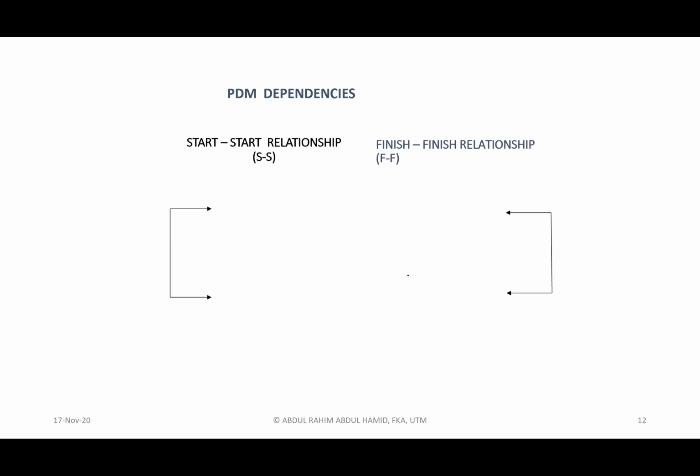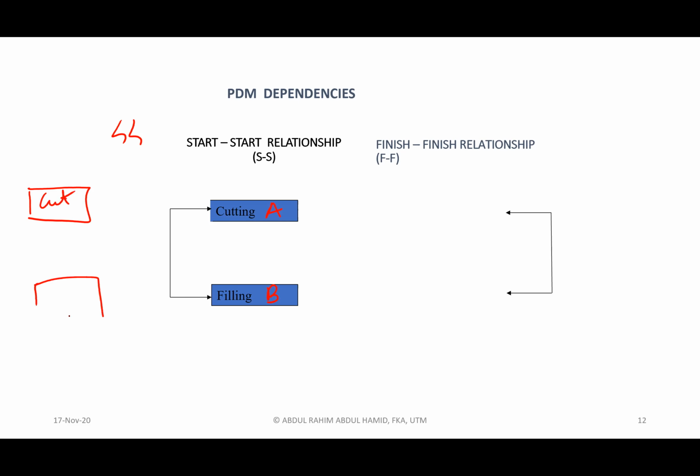Okay, then start to start relationship, SS relationship. When you have two activities, let's say activity cutting, which we consider as a starting activity A, and this could be B. In this situation, there is an error in terms of the wrong way of drawing. The right way of drawing, let's say this is what we call cutting, cut and then fill. Start to start: by right, one arrow is coming out from the start, and then this is also start. So start to start.